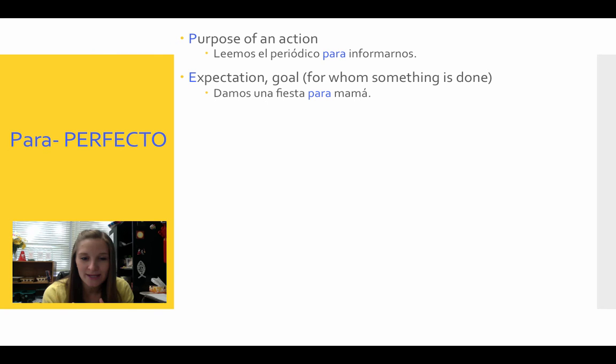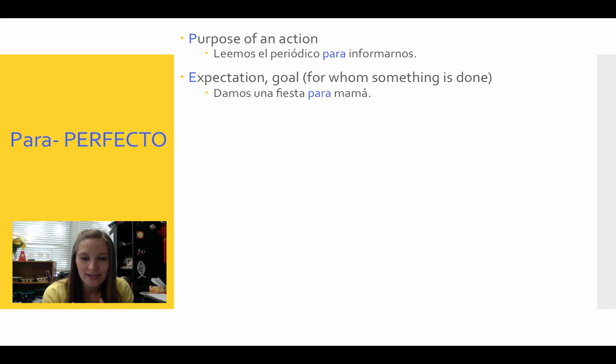The C stands for comparison, or it could be a contrast. Miguel es alto para tener 2 años. So this is saying Miguel is tall for 2 years old. Okay, so you're comparing his height to his age, or in this case, I guess it could be a contrast as well for his age. Wow, he's really tall. Bueno. So, comparison, contrast, para.